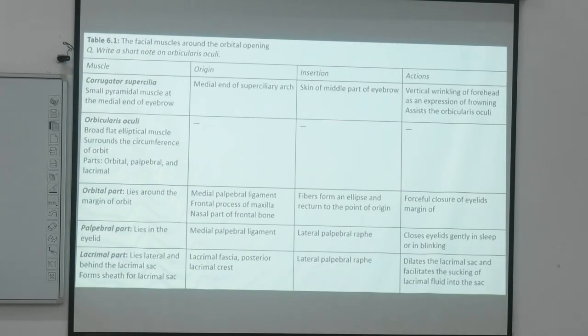Orbicularis oculi is important. It has 3 parts. You have to know this muscle, it can be asked in your viva. Orbicularis oculi can come as a short note. Corrugator supercilii is a small pyramidal muscle at the medial end of the eyebrow. Origin is from the medial end of the superciliary arch, insertion into the skin of the middle part of the eyebrow, and action is vertical wrinkling of the forehead. These actions are important. Name of the muscle and its action. Vertical wrinkling of the forehead, as an expression of frowning, assists the orbicularis oculi.